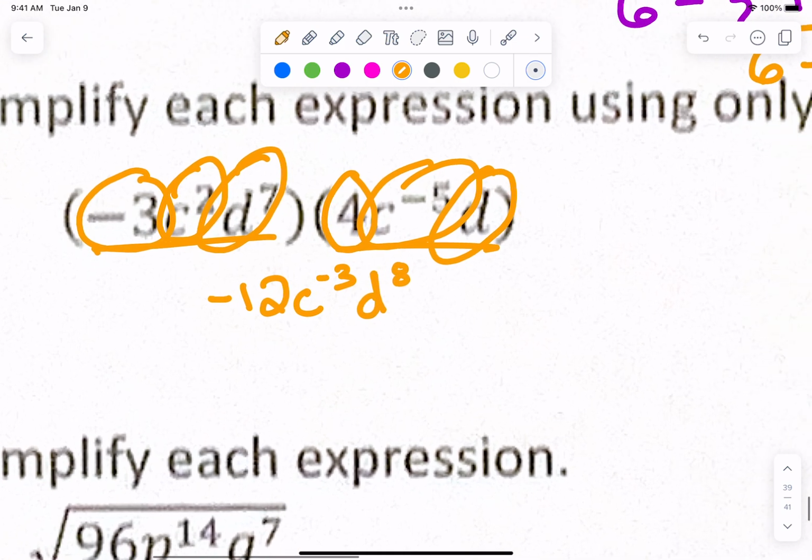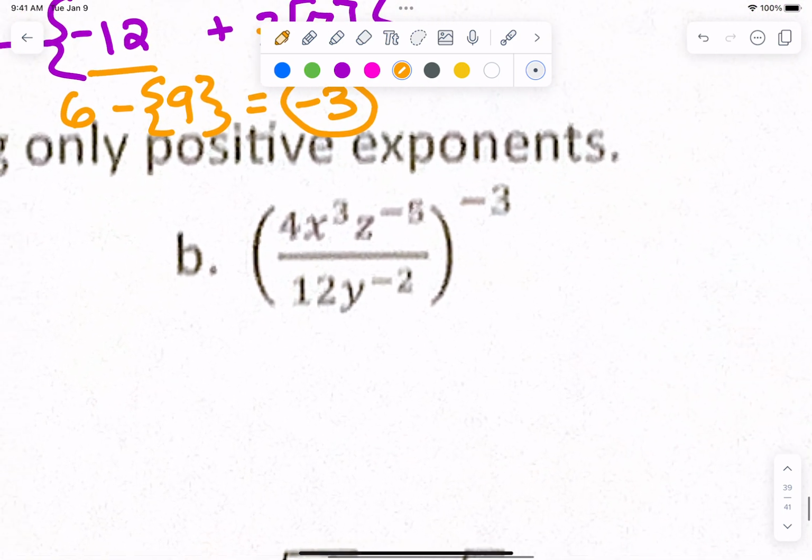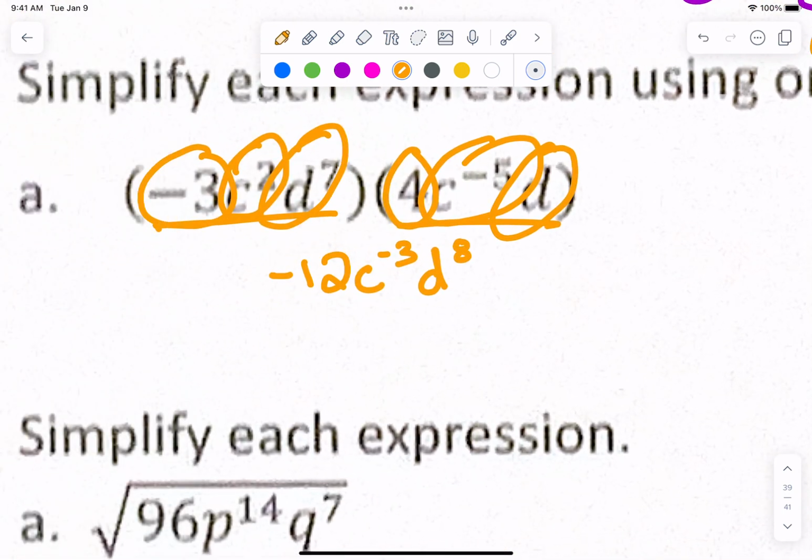Now, simplify each expression using only positive exponents. So what's the problem here? We're going to move the 3 to the bottom, c to the negative 3rd. Do I have a problem with the negative 12? No, we don't care. It's not an exponent.